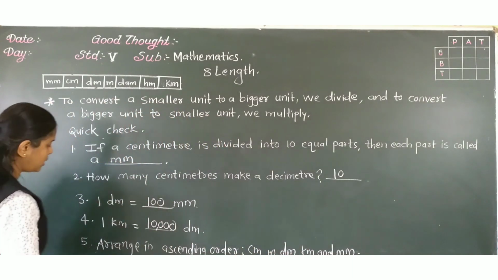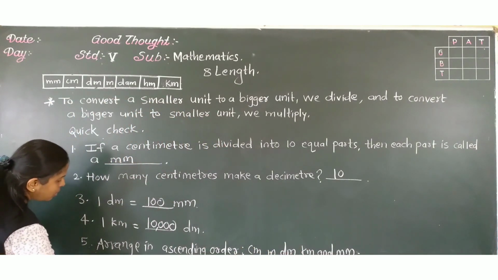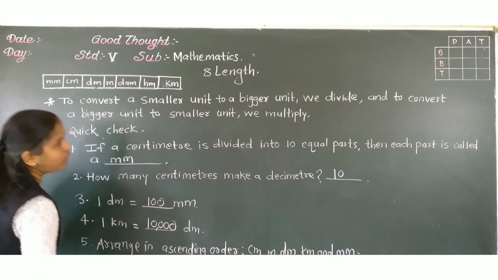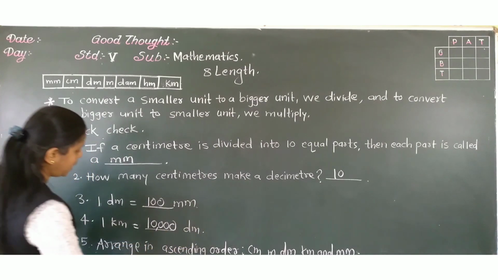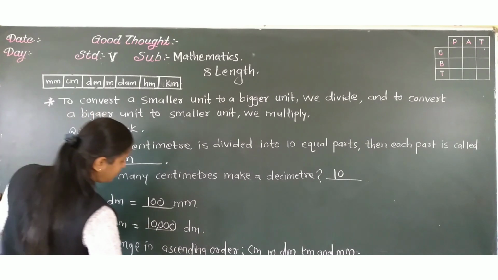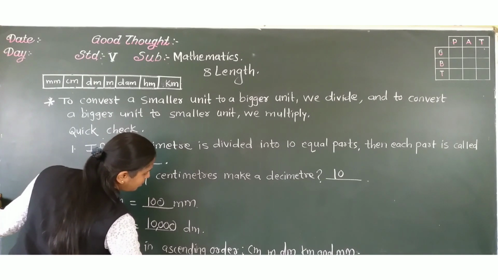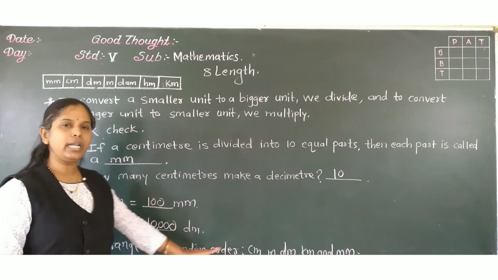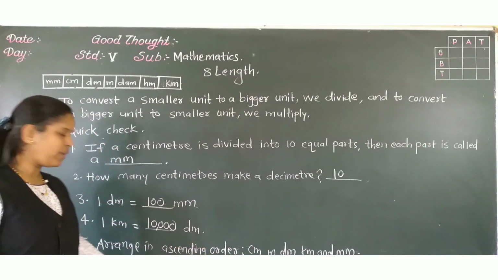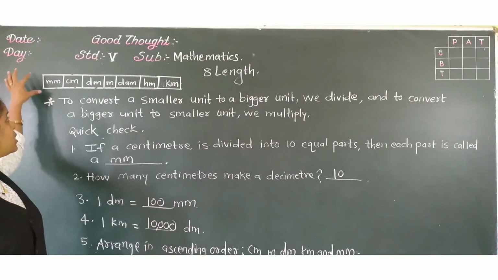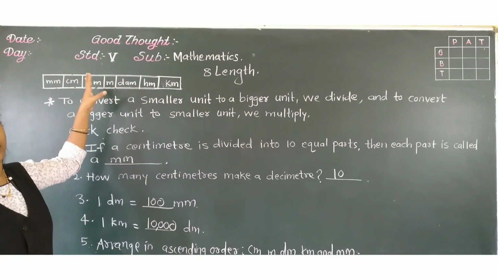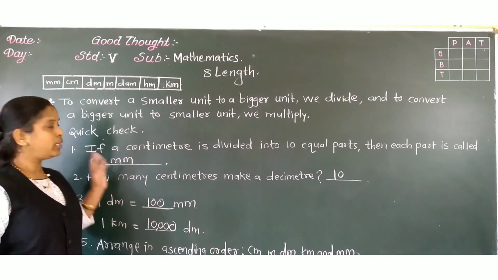So which is the smallest in this? Millimeter. After that, what is there? Centimeter. Then what will come? Decimeter. Then what? Meter. And then kilometer. This is the ascending order of these given units. Only these units are given, so we have written these. Okay. This chart is very important. You will have to keep it in mind. Okay. Students, see once again.